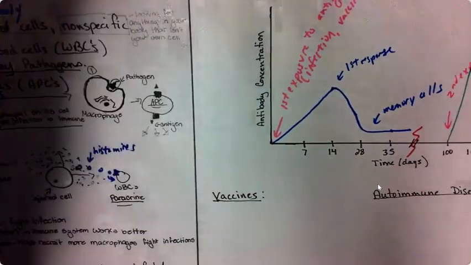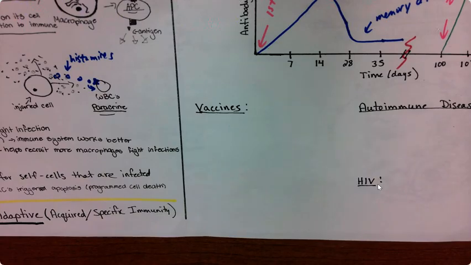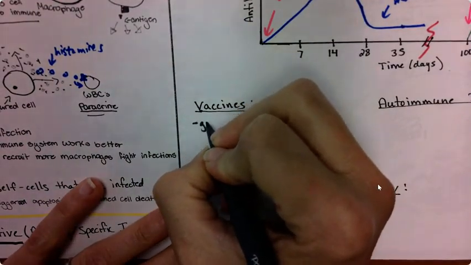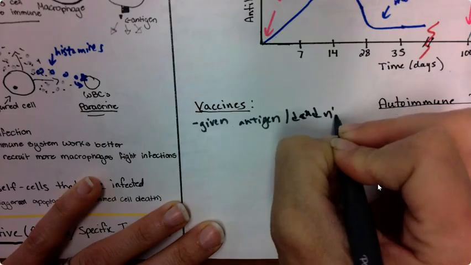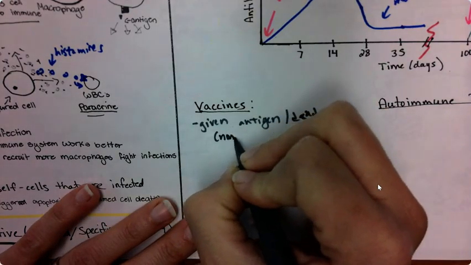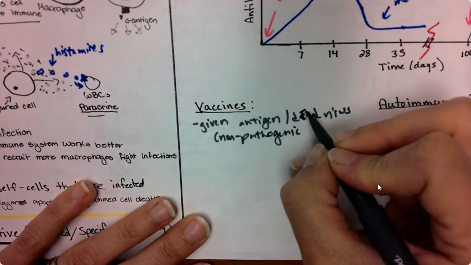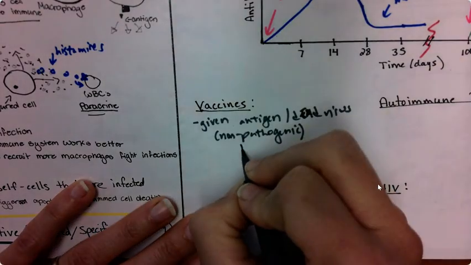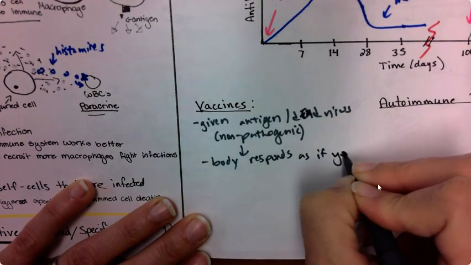And this is where vaccination comes up, okay? Vaccines in general. In vaccines, they give you the antigen or a non-pathogenic part of a virus or bacteria. So you're given an antigen, a dead virus, part of the virus, okay, that's not going to cause infection. So these are non-pathogenic. They're not going to cause you to get sick with it, but I can't even read dead there, sorry. But your body can learn from these, okay? Your body responds as if you are infected.